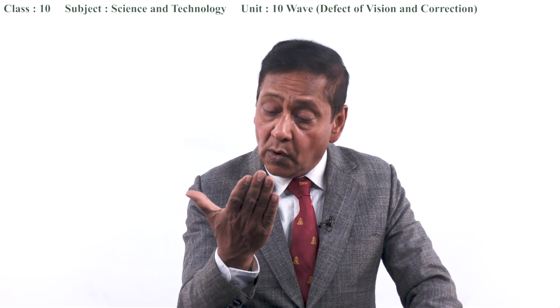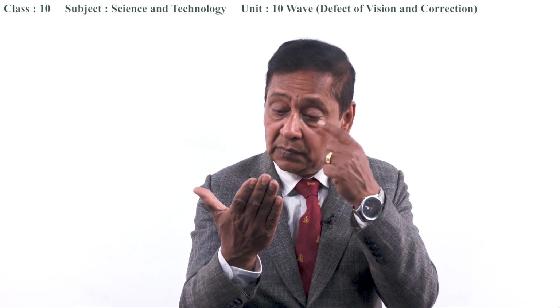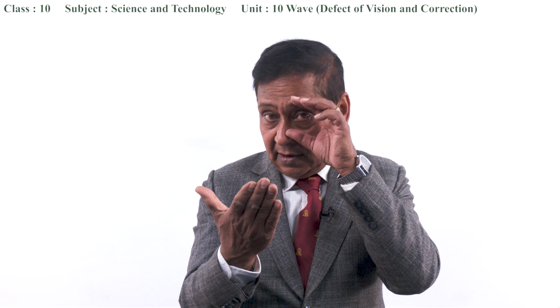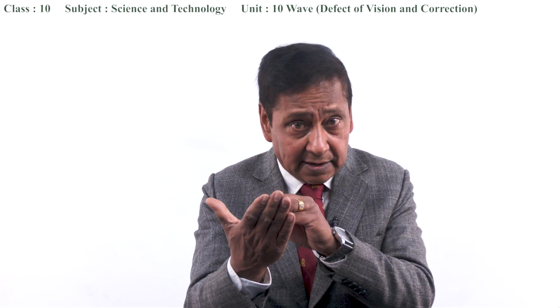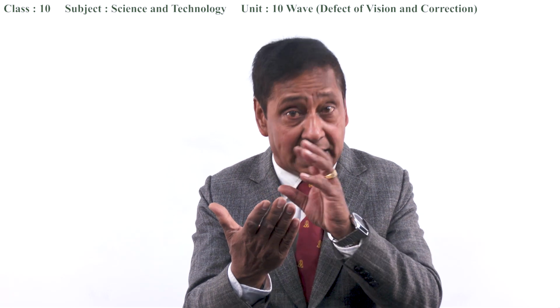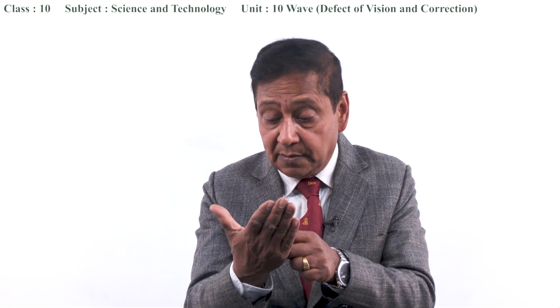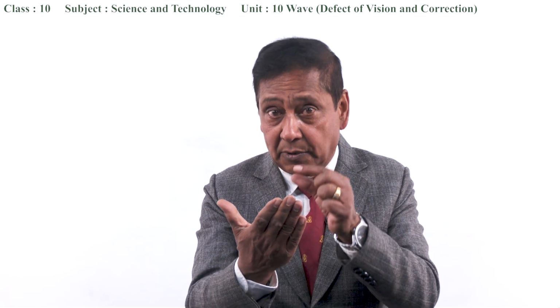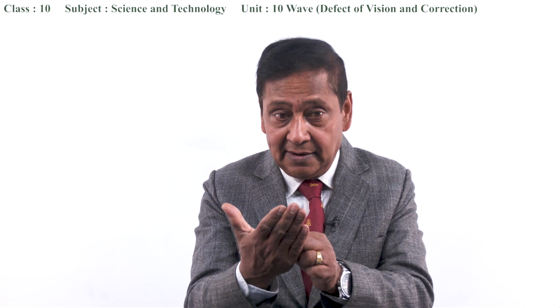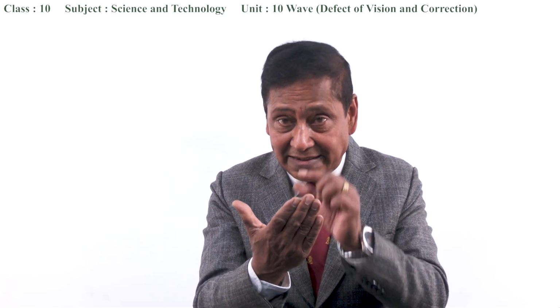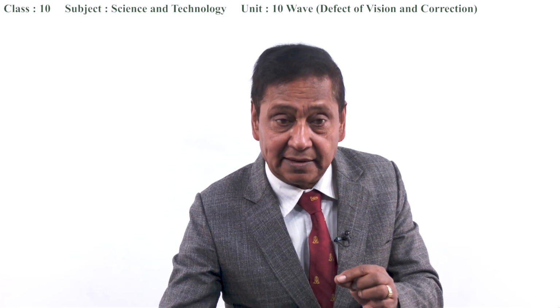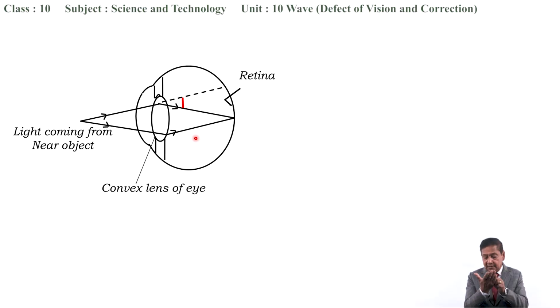But at this time, what is happening to your eye? The ciliary muscle contracts and the convex lens of the eye becomes thick, and a thick lens has greater power. It converges the diverging rays of light coming from this line at a greater angle, so the converging capacity is more, and then it is focused on the retina. Then only we will be able to see the object clearly.